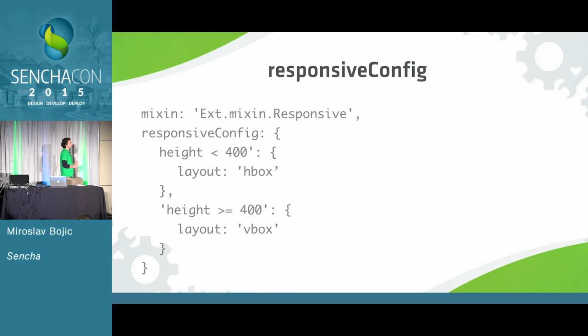Basically, you can define a condition saying if height is smaller than 400 or height is larger than 400, you should use layout HBox or layout VBox. So in this case, if you imagine an application which has some kind of a menu structure, and that menu is oriented horizontally, if the screen is larger than 400, it would switch to a vertical ordering of elements. So in that case, you can adapt your menu to be responsive.